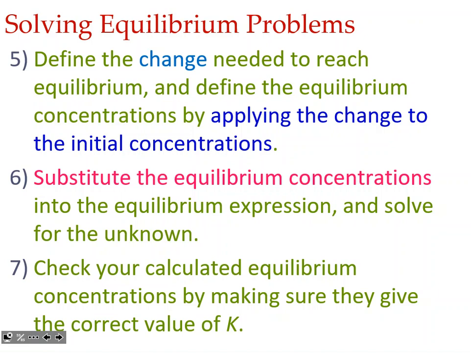And we solve for our unknown, or we solve for K. Depends on what type of question it is. This is also a key thing you can do at the end to check. You can put all your concentrations in there and make sure you're getting the right K value. If you're not getting the K value, you know one of them's off. So you can check your answer there.